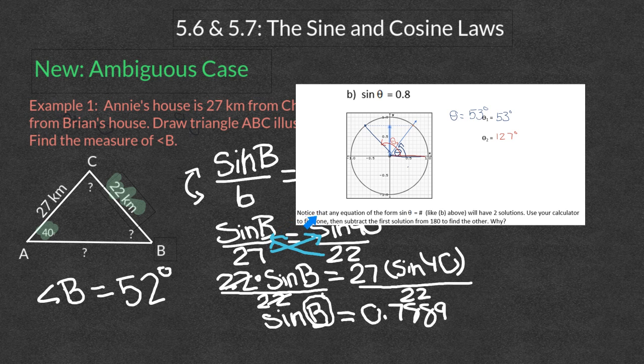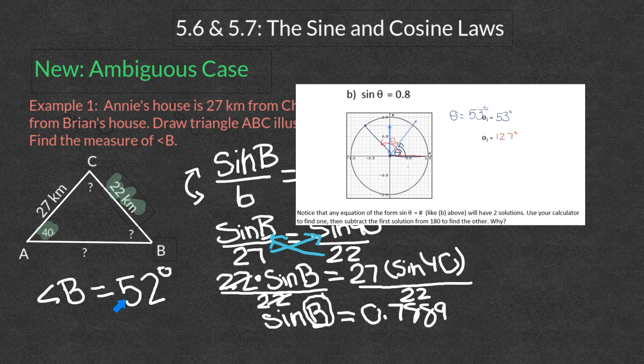And if you look at the bottom, notice that any equation of the form sine equals a number like B above, we have two solutions. So here comes our ambiguous case. So this is tying that past lesson into this lesson. You use your calculator to find one, and that's what you did here. You found B equals 52 degrees with your calculator. But we're going to subtract the first solution from 180 to find the other one.